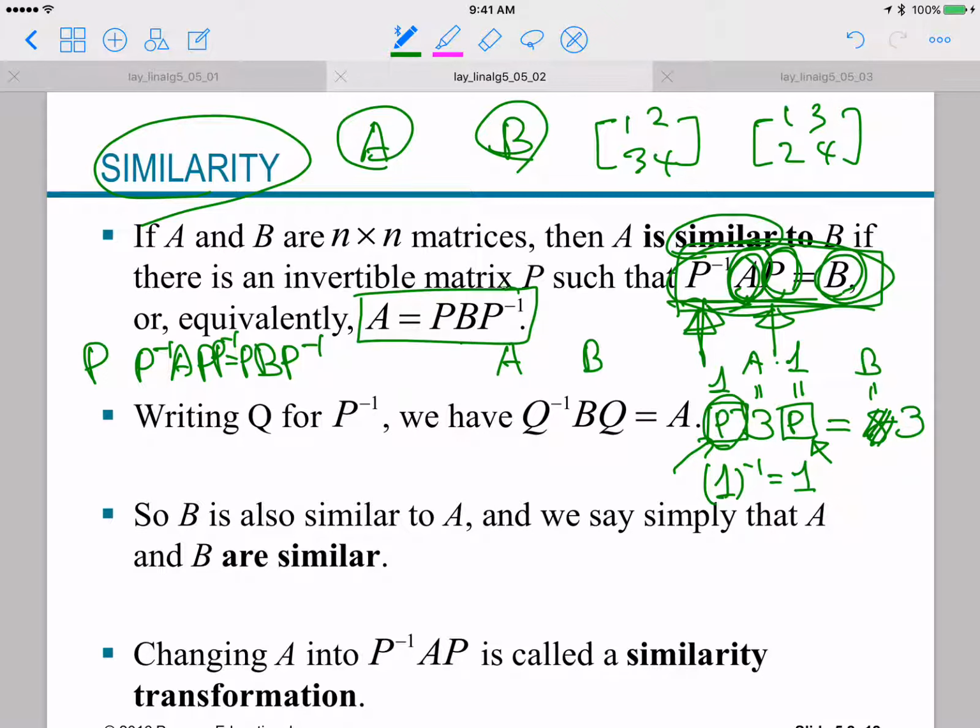So in practice, it doesn't matter whether you put the original matrix on the right and the inverse on the left, or you switch between the original matrix and its inverse. It doesn't actually matter, because if you call this P inverse as Q, then it will be the same as Q inverse B and Q, right? So you found some matrix Q that satisfies this original definition of similar matrices.